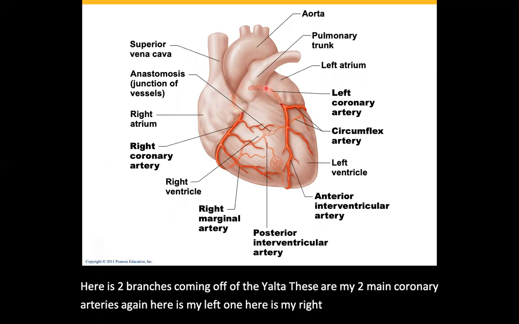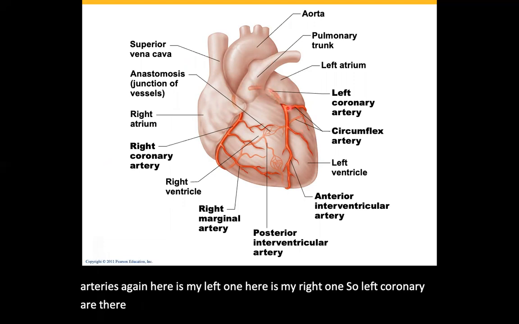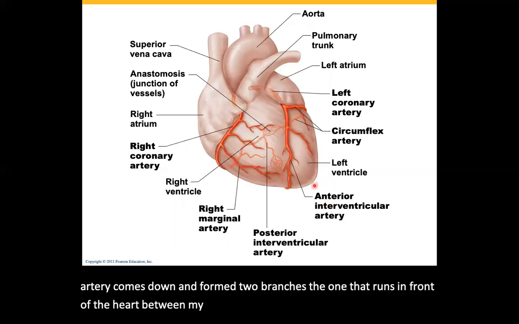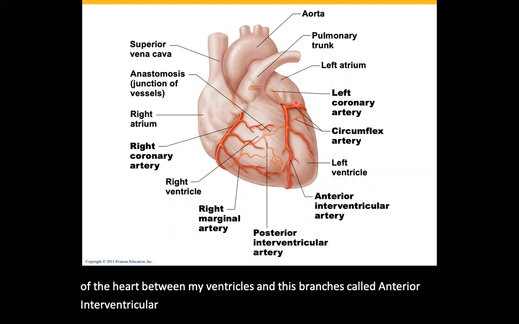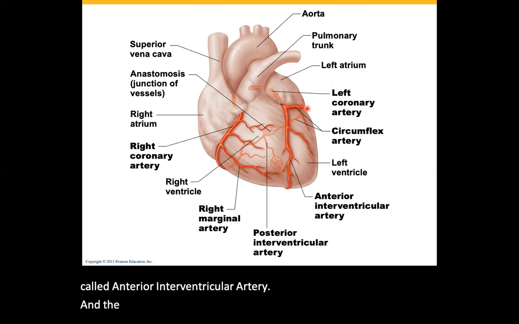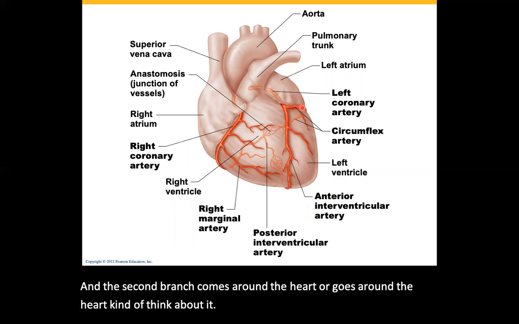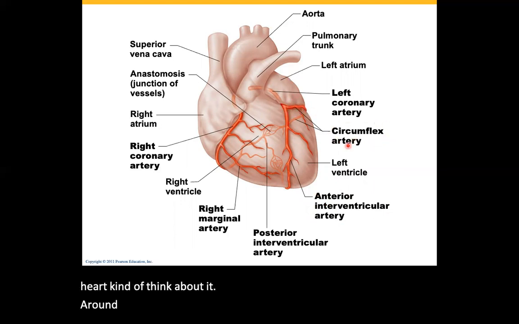So the left coronary artery comes down and forms two branches. The one that runs in front of the heart between my ventricles is called the anterior interventricular artery. And the second branch goes around the heart. Think about it as around the circle, the circumflex of a circle. So this is going around also, so we call that the circumflex artery.